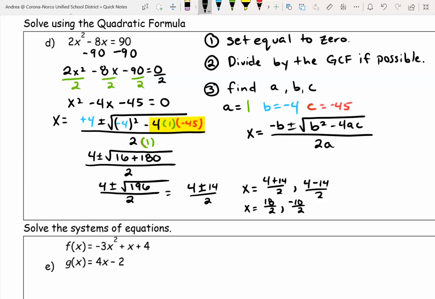Yes, we're dividing it now. I'm going to keep going. So that's going to give me x equals 18 divided by 2 is 9, and negative 10 divided by 2 is negative 5. X equals 9 and negative 5. Any questions over that?